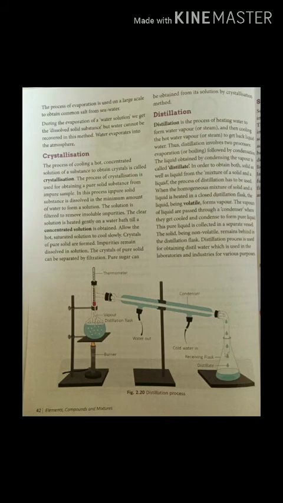Okay, so now move to this. We will learn about distillation and crystallization. First we will learn about distillation. You see, its diagram is also given, figure 2.20. Distillation is a process of heating water to water vapor and then cooling the hot water vapor to get back liquid again. This is actually a very costly method.